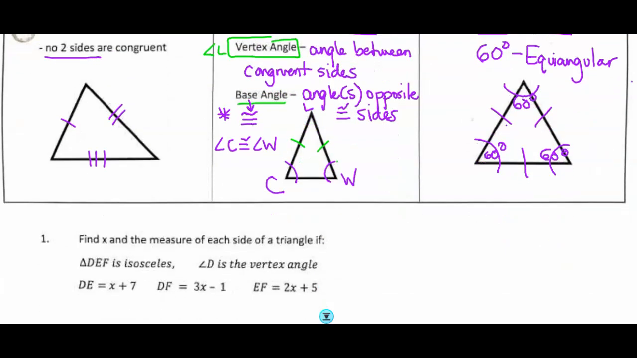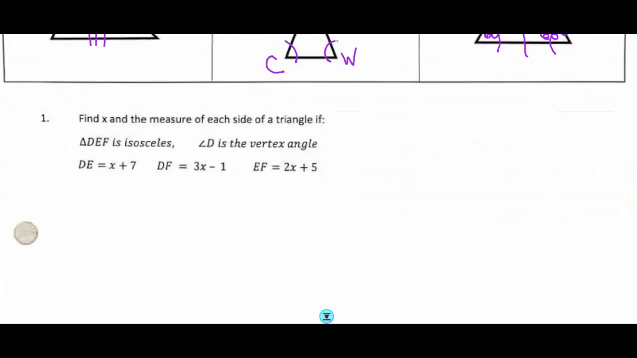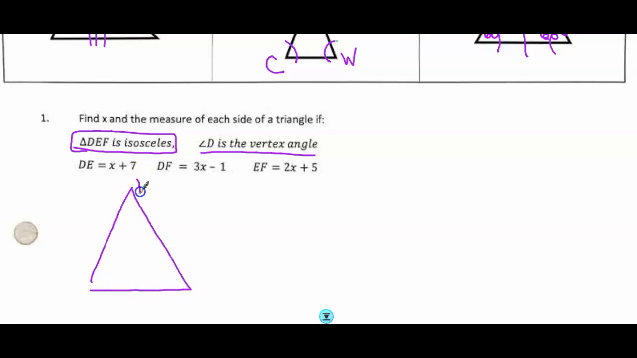All right. That's the basis. Now we apply our knowledge. It says find x and the measure of each side of the triangle. It says DEF is isosceles, and notice here it says the vertex angle is D. So you would sketch yourself a picture. If D is the vertex, you know these are congruent, and we can put E and F wherever, because it said that D was the vertex angle.